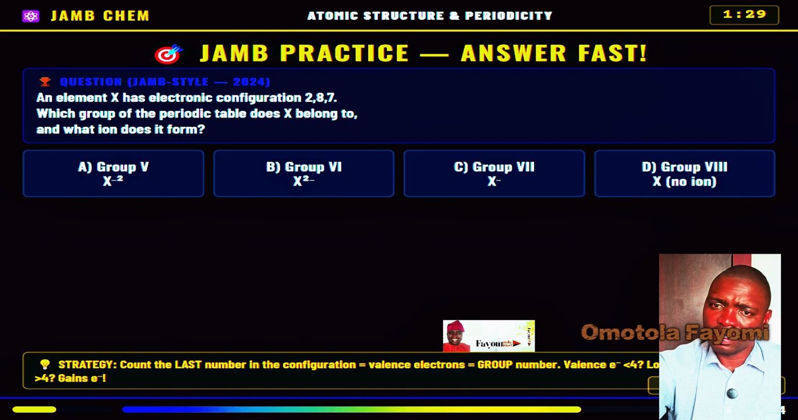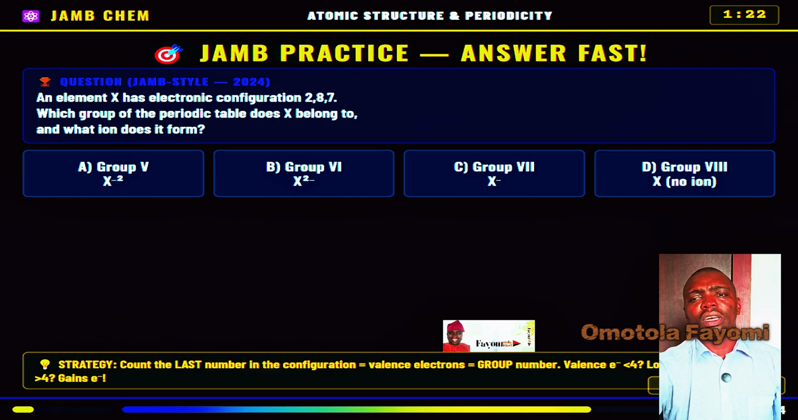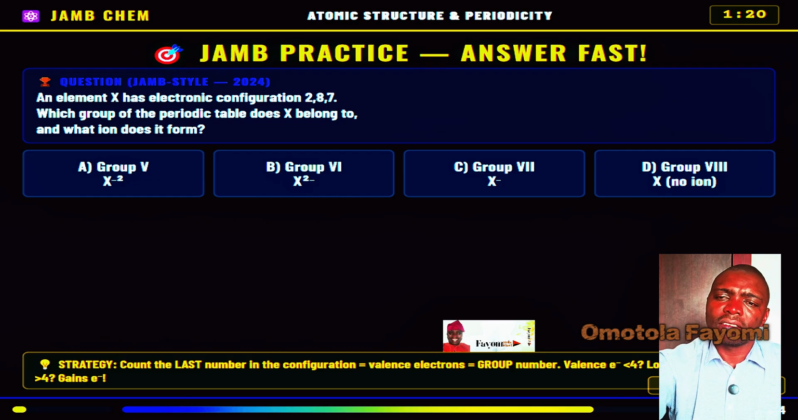The answer is C, group 7. It forms X-. Here is the reason. The configuration is 2,8,7. Count the last number, 7. That is the valence electron, which is 7. 7 valence electrons means group 7, the halogens.